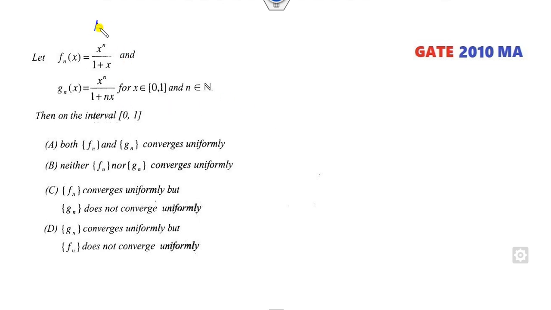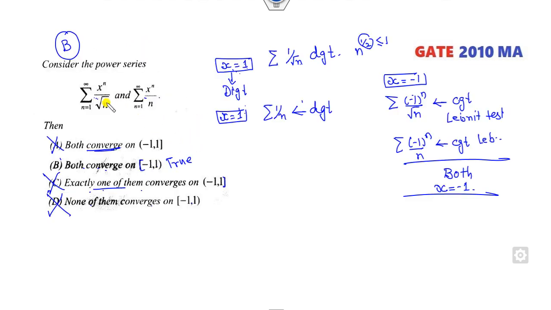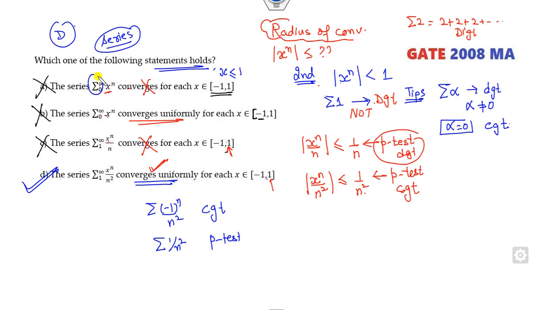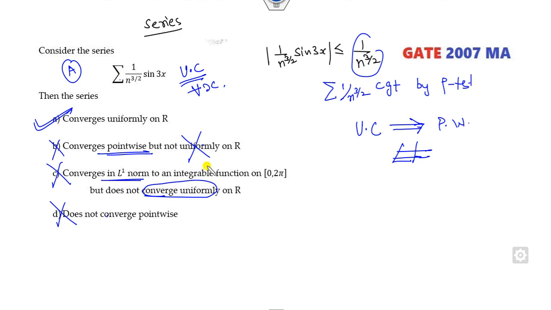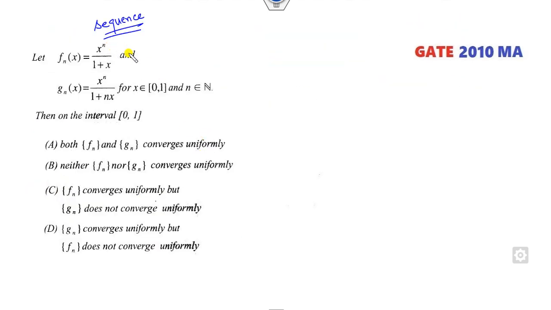Now you can see this is my sequence. They are not talking about the series. While this is my series, this is my series, this is my series, and this is also my series. So now once it is a sequence, you have to apply the Mn test. Again, very simple. Let's start with the Fn.